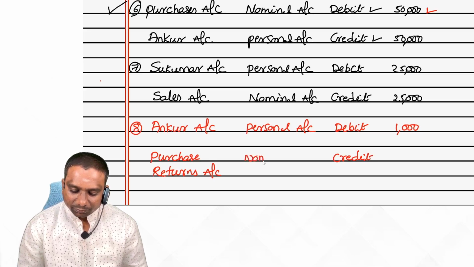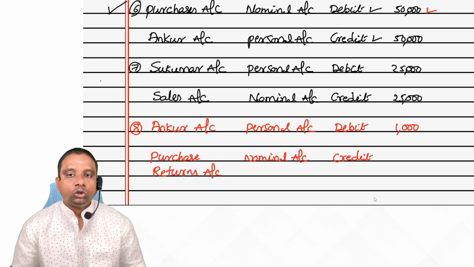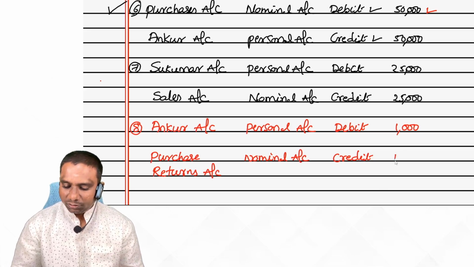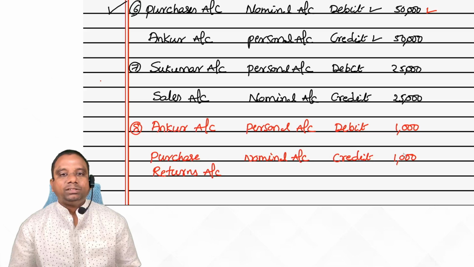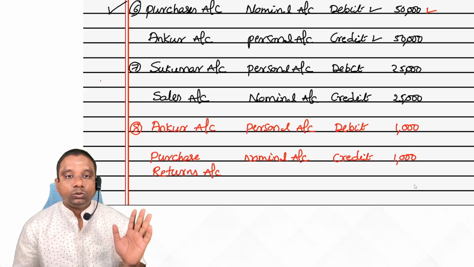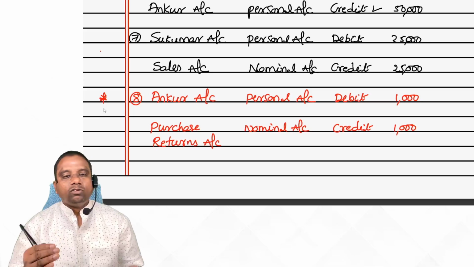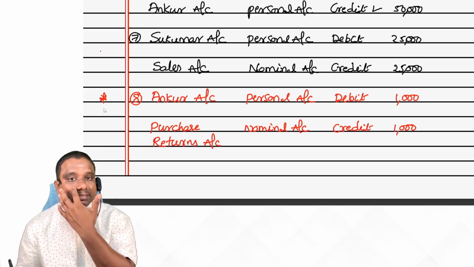Nominal account. So nominal account gets reduced. So credit. Here 1000. Expense gets reduced, so nominal account credit. Is it clear, students? Yes. This is very important. That's why I have given these transactions one by one in sequence order.